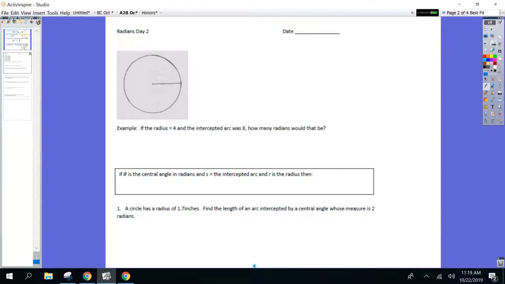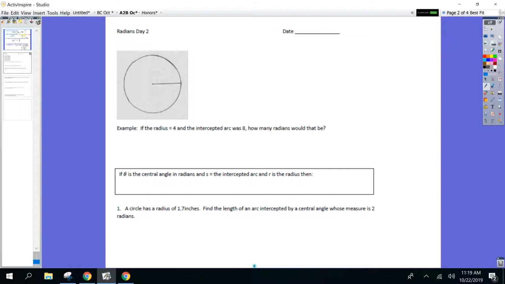Page 9. We are still working with radians. I'm going to introduce a new formula to do some of these word problems now. But before that, we've got to review some geometry terms from 10th grade.